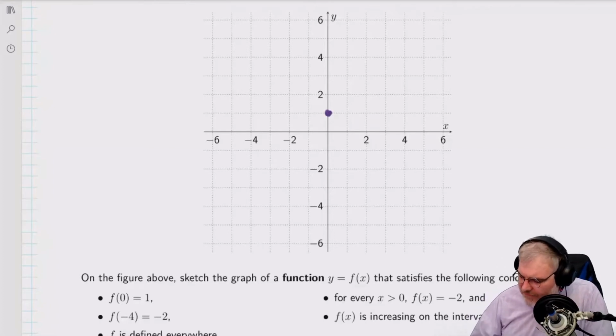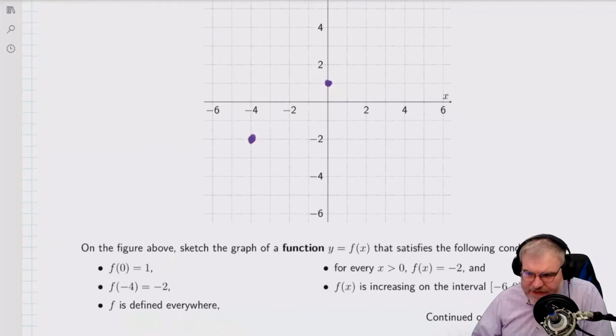Next one, f of negative 4 equals negative 2. I'm going to come over here to x equals negative 4, y equals negative 2. I'm going to put a little dot right there. f is defined everywhere. Okay, I'm just going to leave that. That means I have to have it for any x. I have to have the answer, what is y.